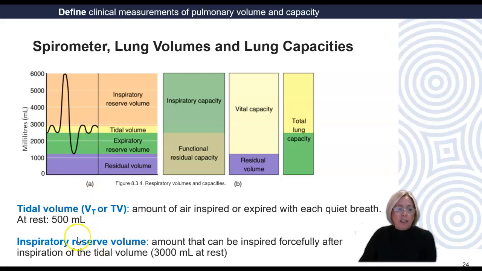Now we also have the inspiratory reserve volume, which is this peachy coloured one here, and this is the amount of air that can be inspired forcefully after inspiration of the tidal volume. It's about 3 litres at rest or 3,000 mil. So when you take a normal tidal inspiration and then you breathe in as much as you possibly can, that's your inspiratory reserve volume.